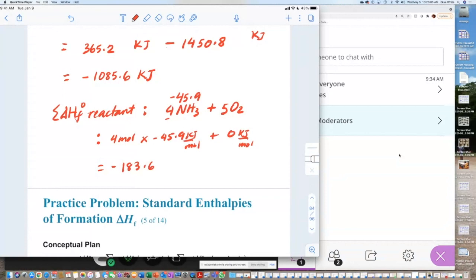183.6 kilojoules, right? Because it's kilojoules. Okay, wait, I'm gonna write it here. I know I don't have a lot of space. I'm opening up a whole new page for this, y'all.